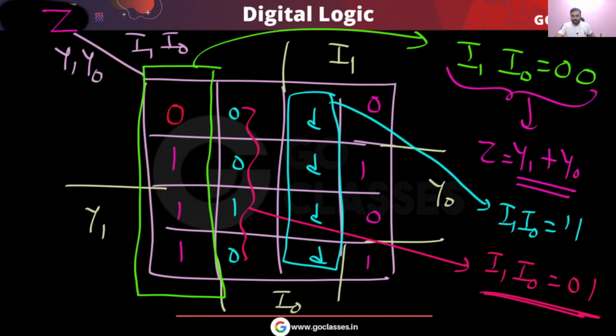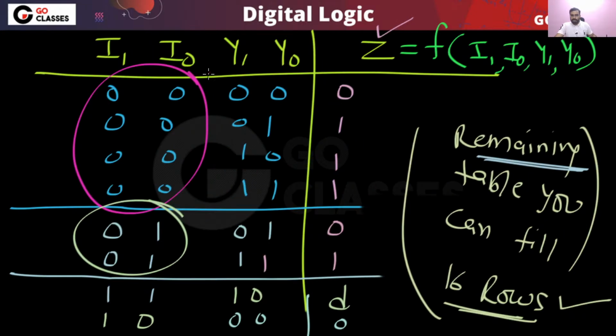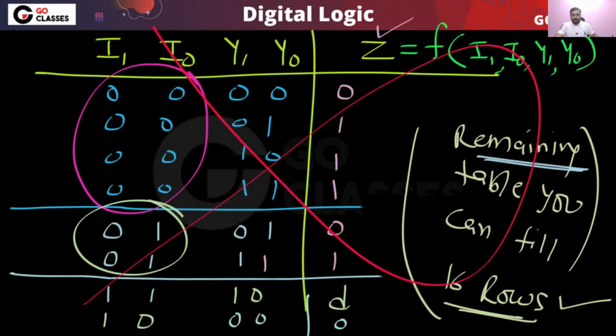Please tell me, is this clear to everyone? Did you get this? See, you don't need this truth table. You don't need to create this truth table.